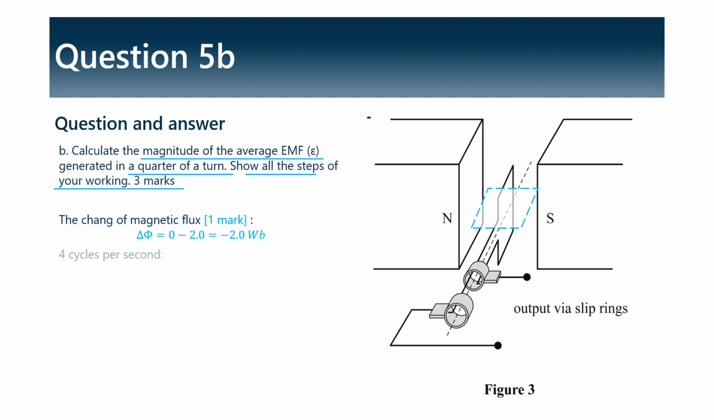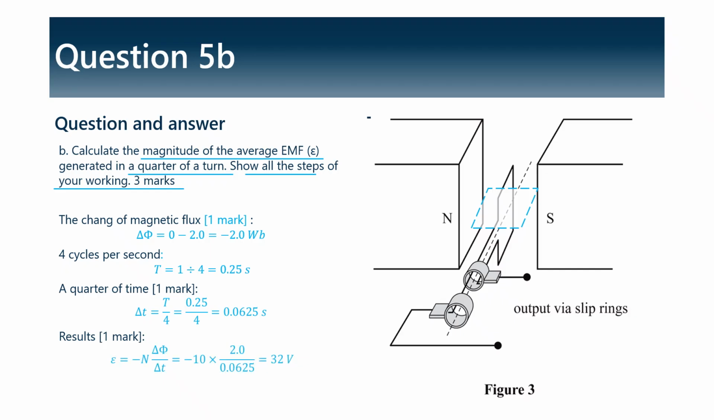Next, we determine how long this quarter turn takes. Since the coil rotates 4 times per second, one full rotation takes 0.25 s. A quarter of that time gives a duration of exactly 0.0625 s. Finally, applying Faraday's law for the 10-turn coil, we multiply 10 by the rate of change of magnetic flux to arrive at the final answer of 32 V.